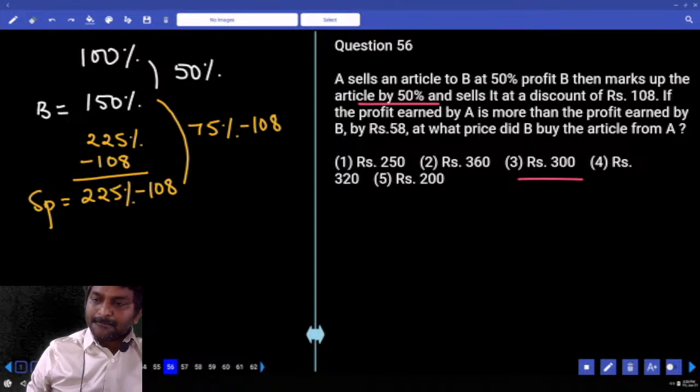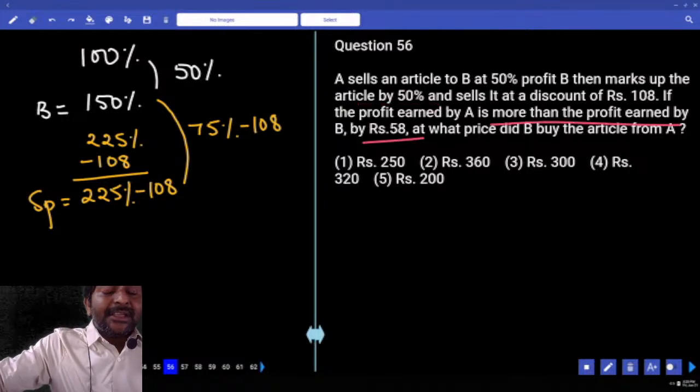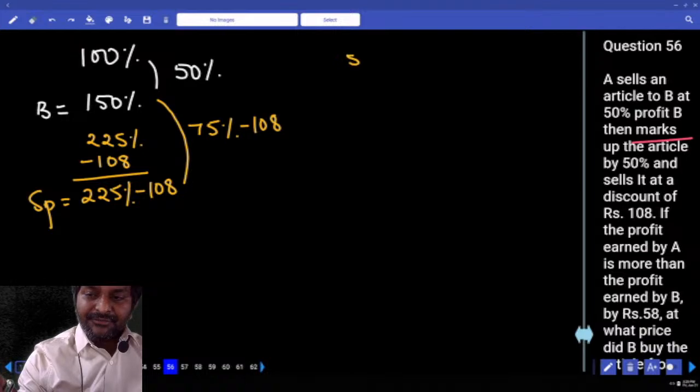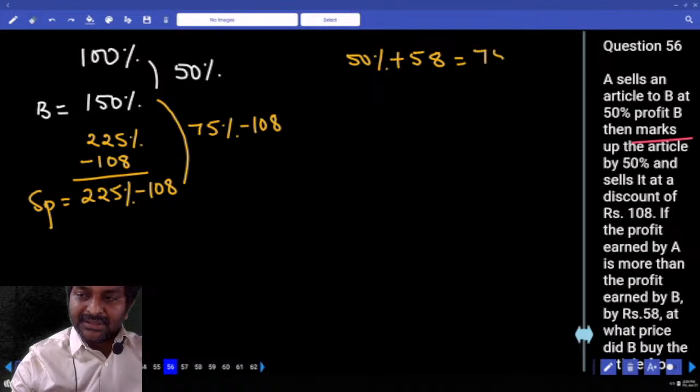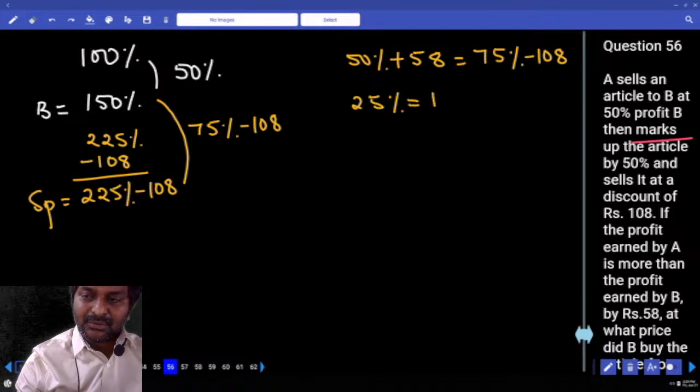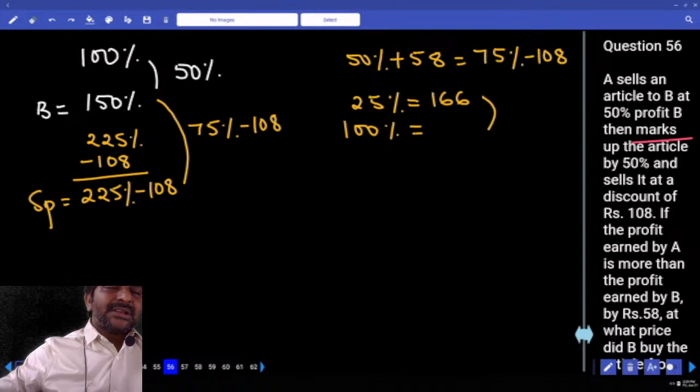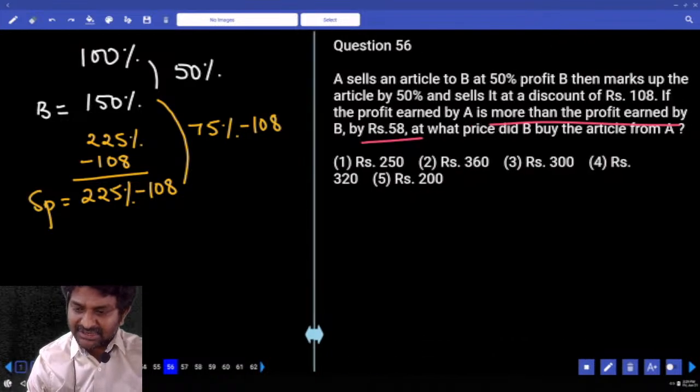Right. So now, the difference is given. Who is getting more profit? A is getting more profit, correct? That means 50% plus 58 is equal to 75% minus 108. That means 25% is equal to 160. And we were asked to calculate 100% only, which is 4 times of this number. 4 times 160. What was the actual question asked?